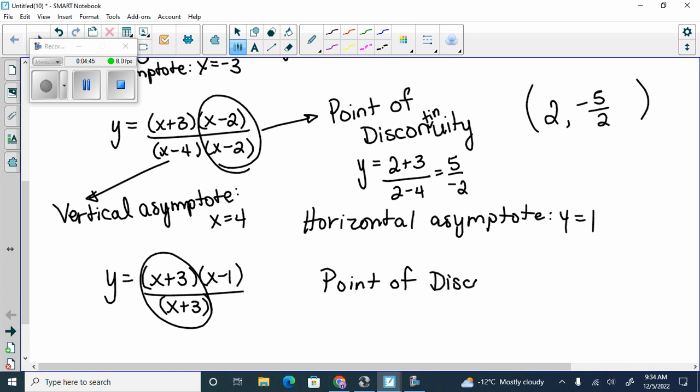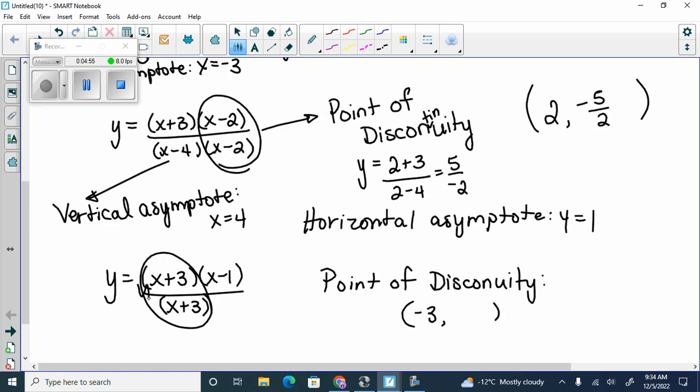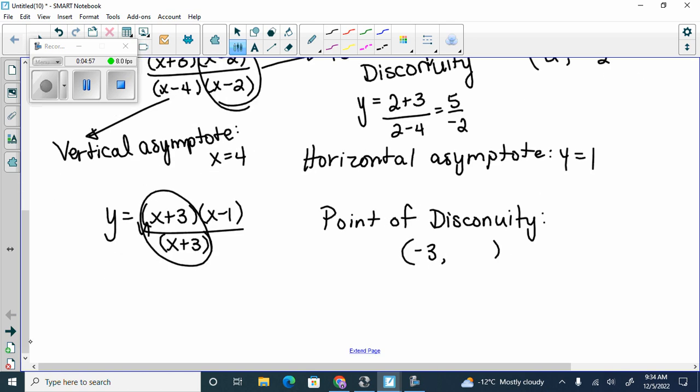Often they're not in factored form, right? You would have to factor. Point of discontinuity at -3 and something. And remember, solving for the y of the point of discontinuity is the standard of excellence in our curriculum. Oops. Thanks, board. So we would have a line at x minus 1, and then a point of discontinuity.